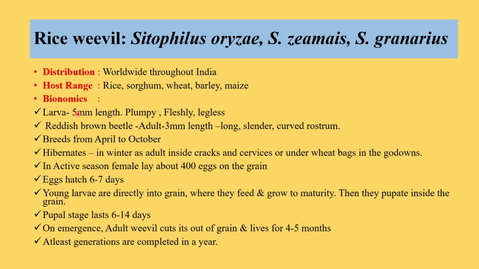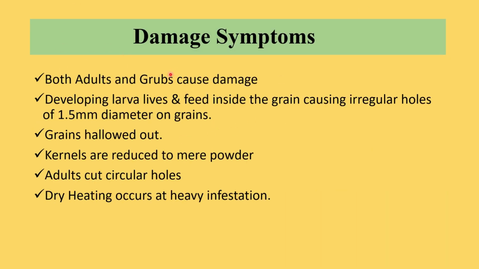Now we will discuss the symptoms of the rice weevil, how the damage is discovered. Here are the damage symptoms. First, adults and grubs cause the damage. The larvae feed on the grain, causing irregular holes of about 1.5 mm diameter, and the grains are hollowed out, with kernels turned into mere powder, and adults cut circular holes. Dry heating occurs at heavy infestation. These are the damage symptoms of the rice weevil.